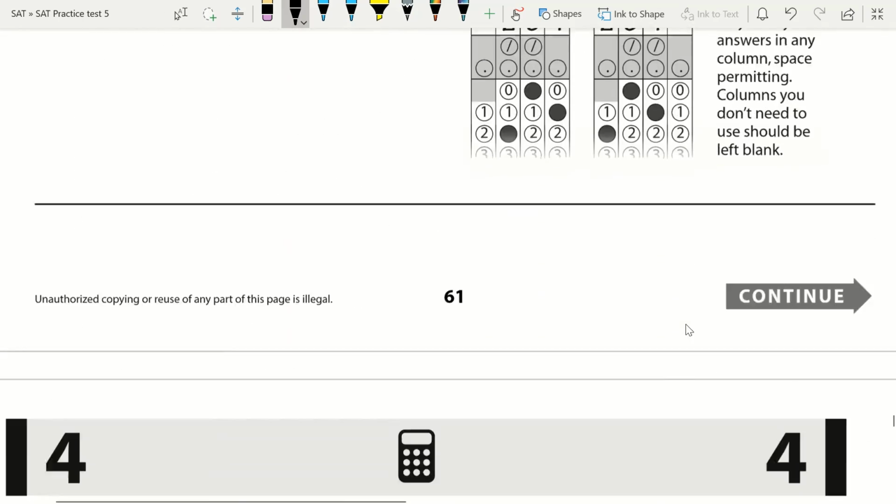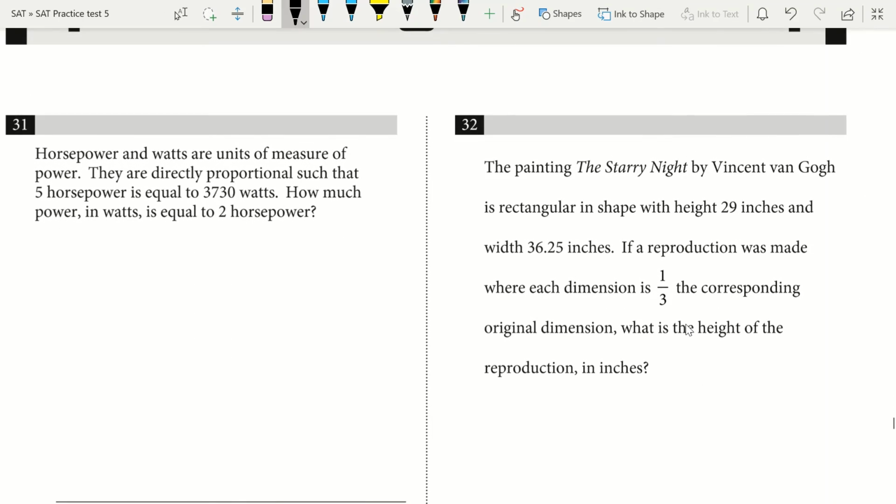We're on to the fill in the blank section. Horsepower and watts, they're directly proportional such that 5 horsepower is equal to 3730 watts. How much power in watts is equal to 2 horsepower? All right, well, if we do our ratio, then we're going to have 2/5, right, times 3730, and that'll give us our amount of watts, right?